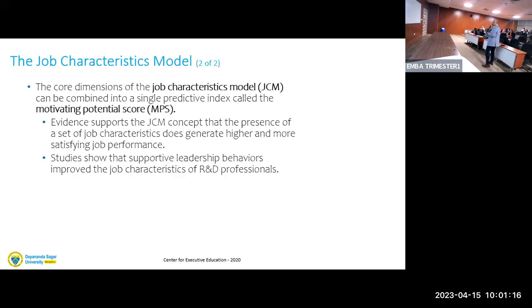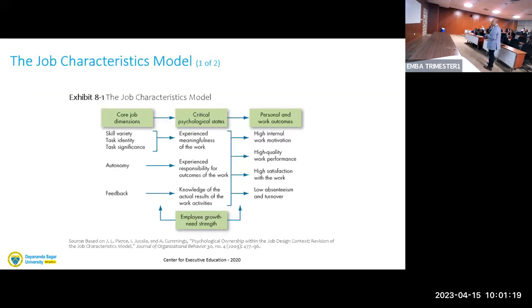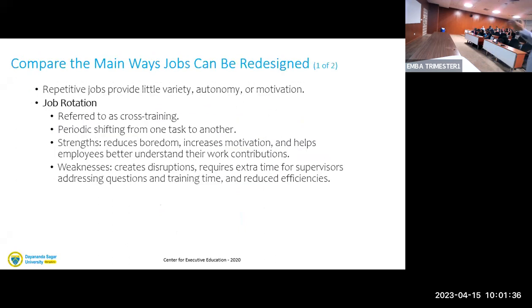So if you look at this, you can bring in a lot of skill variety. If you have job rotation, you can up the levels of skill that people bring to the table and show a greater amount of skill. So job rotation is referred to as cross training, periodic shifting from one task to another. It reduces boredom, increases motivation, and helps employees better understand their work contribution. Weaknesses: it creates disruptions, requires extra time for supervisors, and sometimes job rotation can also be stressful.